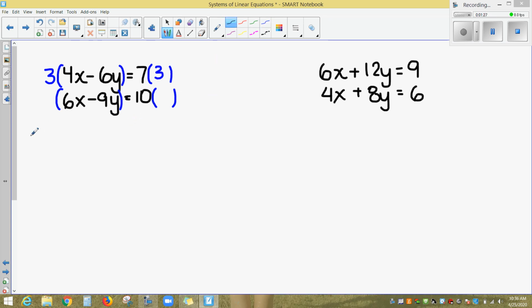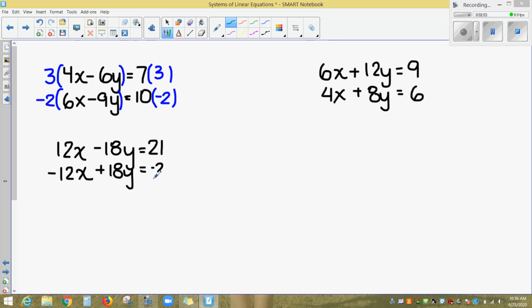So if I multiply both sides of the top equation times 3, I have a positive 12x and a negative 18y equals 21. So if I chose to make the top equation start with a 12x, that means the bottom equation needs to have a negative 12x. So positive 6 means I need a negative 2 to make negative 12x. I want them to have opposite signs. Again, there's no rule that says the top one has to be positive 12 and the bottom one negative. I could make the top one negative if I'd like and the bottom one positive.